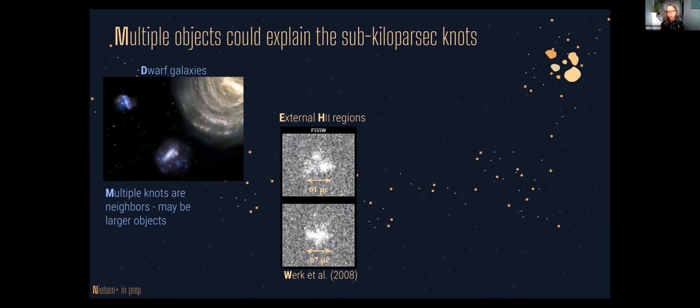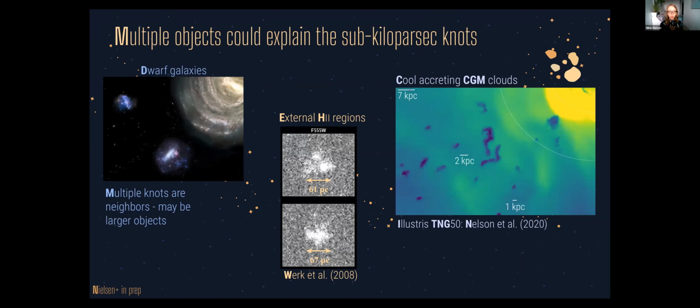These objects could also be external H2 regions. Some other groups like Work et al., and I think Chris Hauck as well, have found these star-forming regions that are outside the disk of galaxies. So we could be seeing some star formation in a tidal stream that's accreting onto IRS-08. Or, and I think this one's most exciting because I'm a CGM person, these could be the cool accreting CGM clouds that are predicted in simulations. So this would be gas that's condensing out of a hotter medium and forming these sub-kiloparsec clouds. No one has found these yet, but perhaps we have.